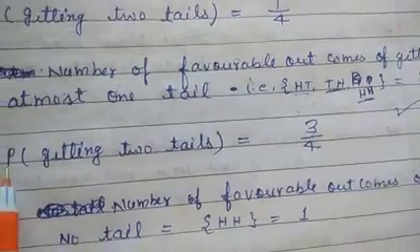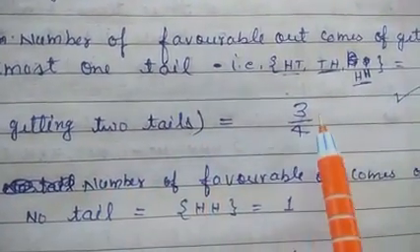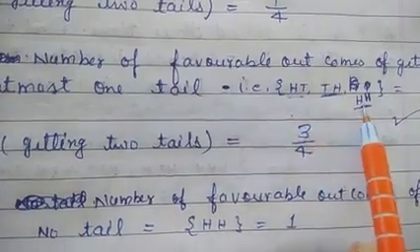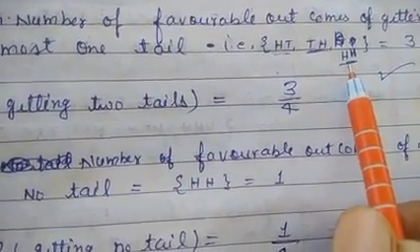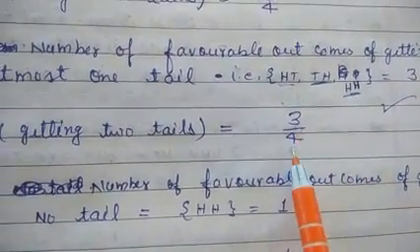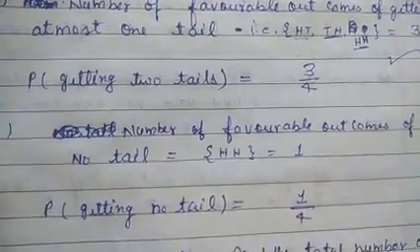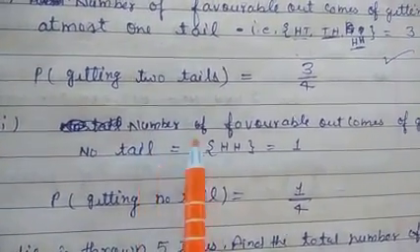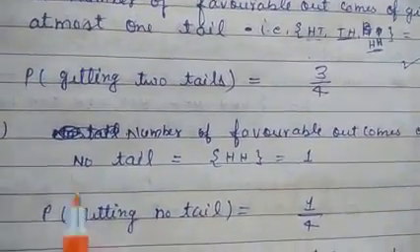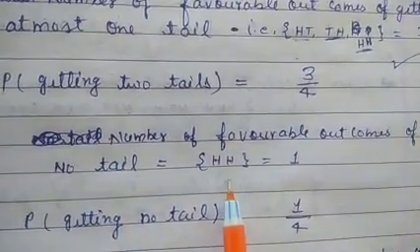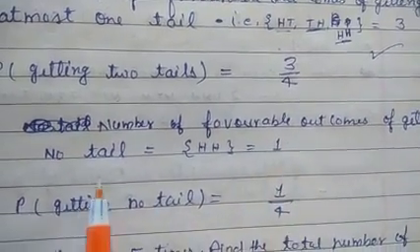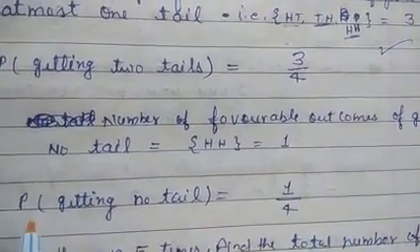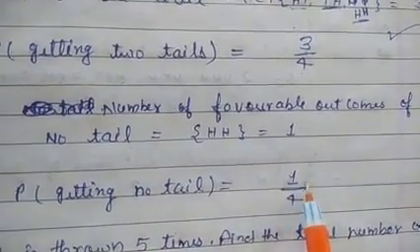So the probability of getting at most one tail is 3 by 4. 1, 2 and 3. The favorable cases here are 3. It means 3 by 4. See the next part. The number of favorable outcomes of getting no tails. So it means only heads. That is only one case. The favorable case is 1. The probability of getting no tail is 1 by 4.